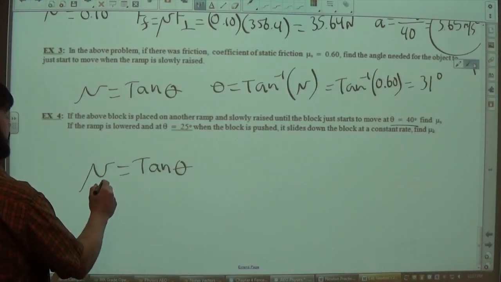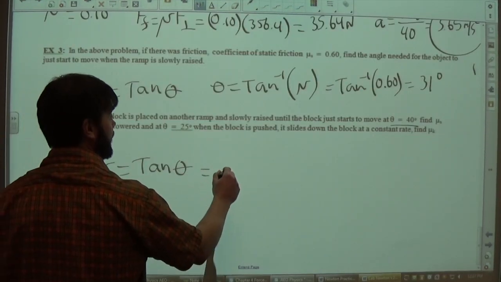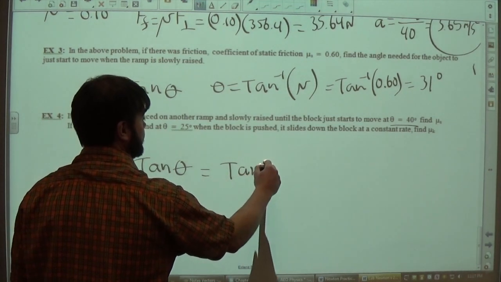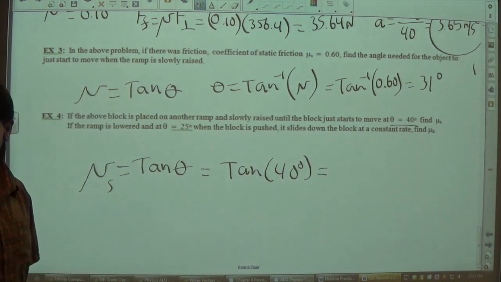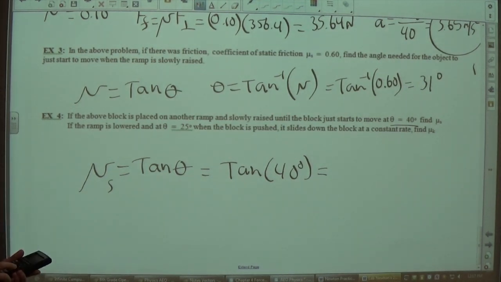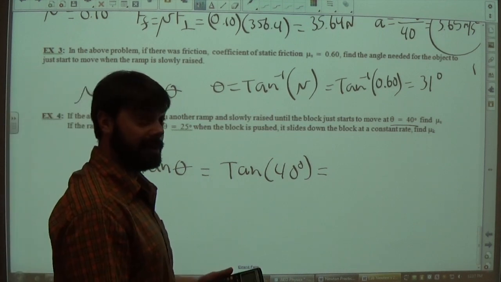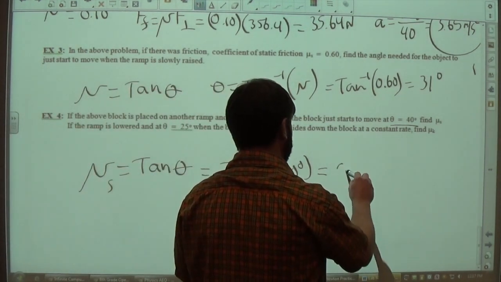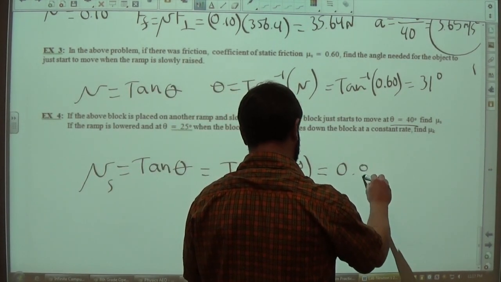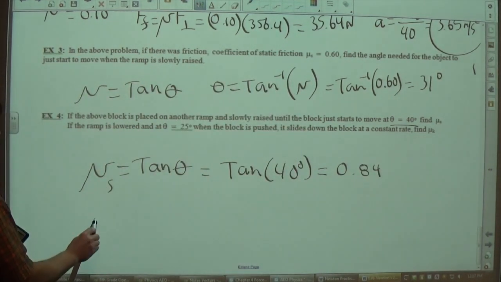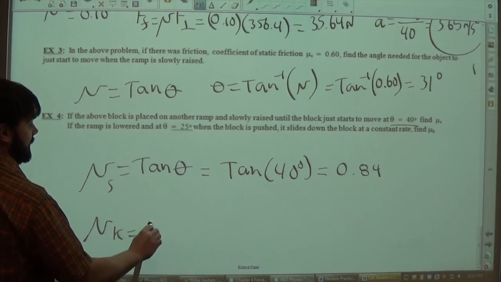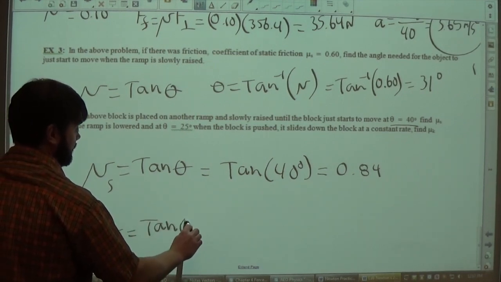For our mu static, we know that the angle it slipped at was equal to 40 degrees. So I'm just going to plug in the tangent of 40 degrees for that one. Again, make sure your calculator is in degrees and not radians. And this gives me 0.84 approximately. Then if I want to find the mu kinetic, it's still just equal to the tangent of theta.